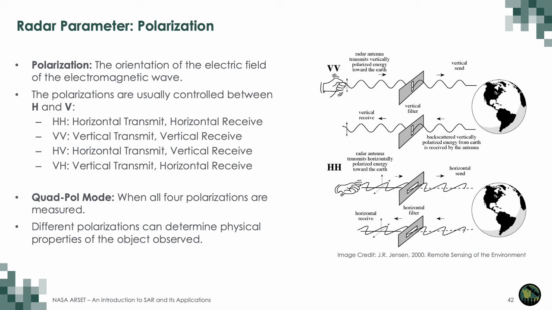Systems that collect in all four combinations are called quad pole, and they can more fully characterize structure on the surface. In summary, polarization provides information on the horizontal and vertical components of the target.